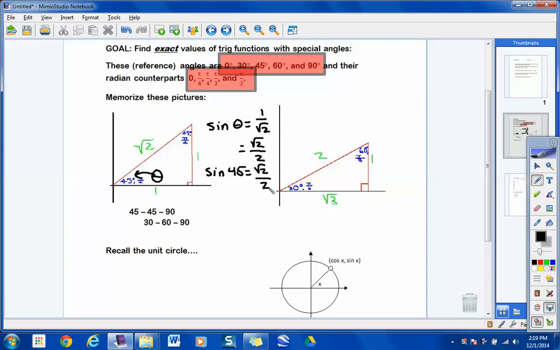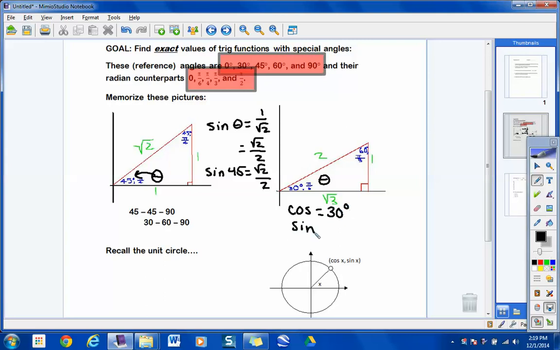Root 2 over 2 again, okay? All right, take a look at this one over here, this 30, 60, 90 triangle. I've got a 30-degree angle down here as theta, okay? Let's just write down two things here. I'm going to write down the cosine of 30 degrees right here. We'll get it off of this chart. And the sine of 30 degrees.